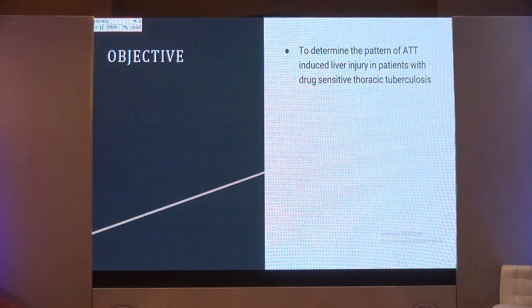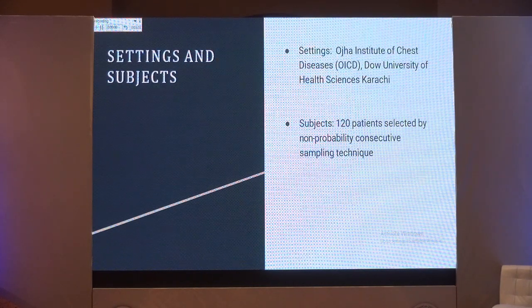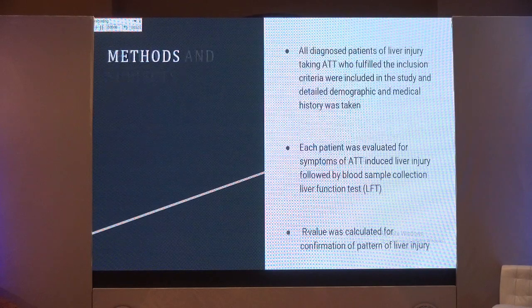The objective of this study was to determine the pattern of ATT-induced liver injury in patients with drug-sensitive thoracic tuberculosis. The main outcome measure was the pattern of ATT-induced liver injury. The study design was cross-sectional. It was done in OECD, and the subjects were 120 patients selected by non-probability consecutive sampling technique. All patients diagnosed with liver injury taking ATT who fulfilled the inclusion criteria were included in the study, and detailed demographic and medical history was taken. Each patient was evaluated for symptoms of ATT-induced liver injury, followed by blood sample collection to show LFT derangement. The R value was calculated to confirm the pattern of liver injury.